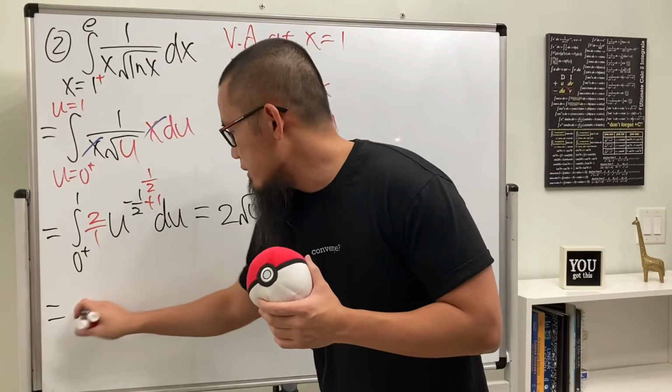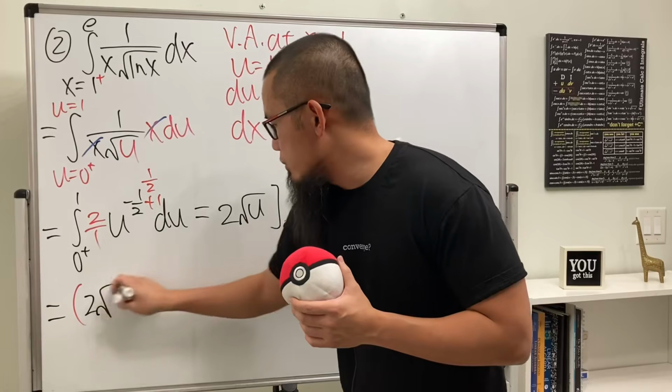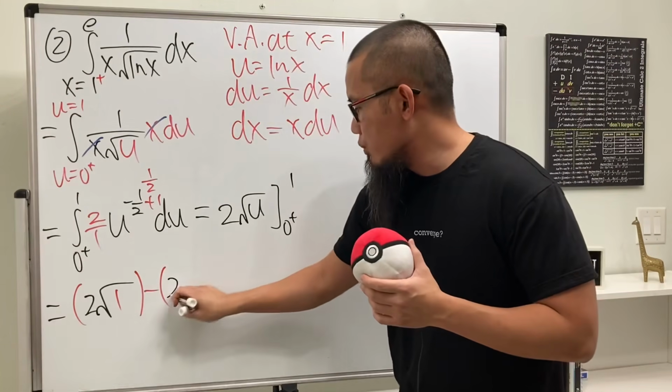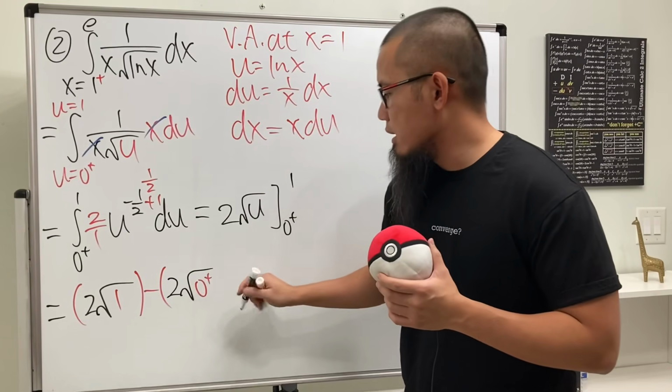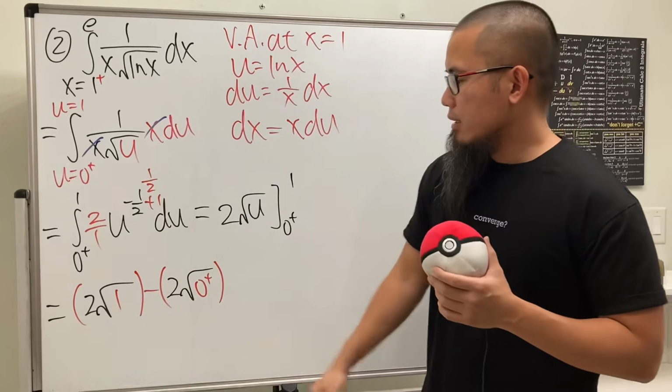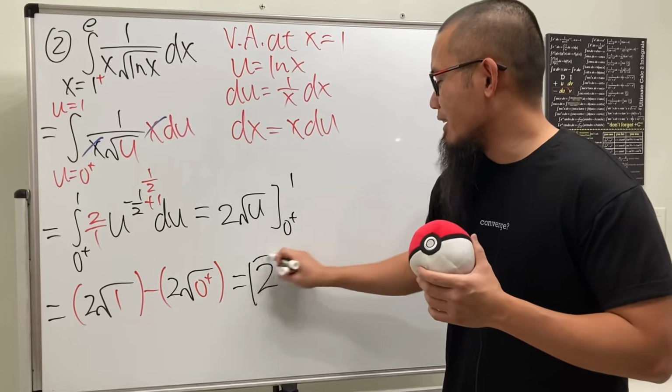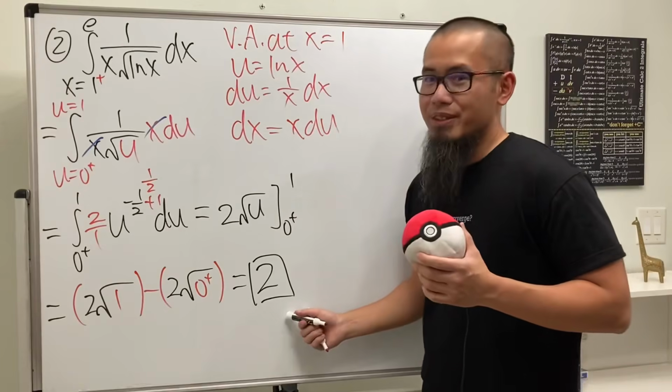Plugging in, the first term is 2 square root of 1, and then minus, put a 0 plus here, we get 2 square root of 0 plus. This right here is just 0, so that's just 2. So altogether we just get 2, and this converges to 2, and then we're done.